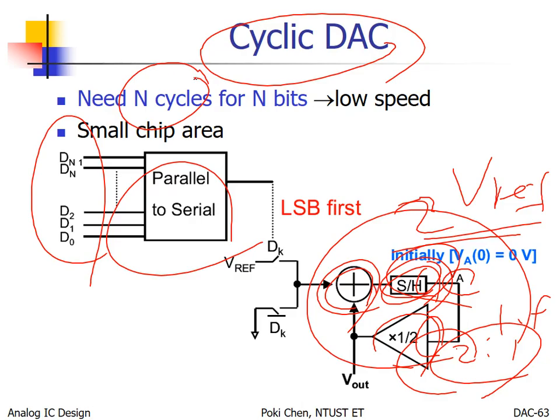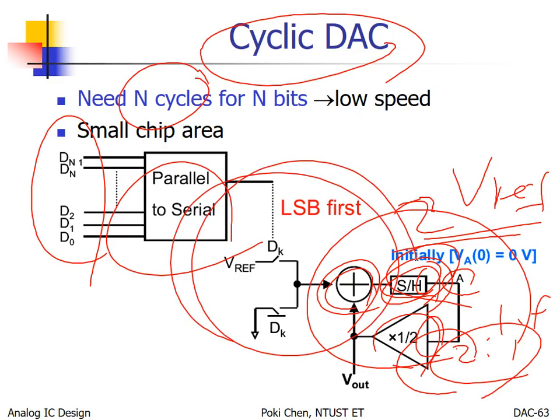Because you reuse the overall circuit. That is the price you need to pay. Your D0, your D1, your D2. After you finish all your bits to get your output, then the next data can be processed.